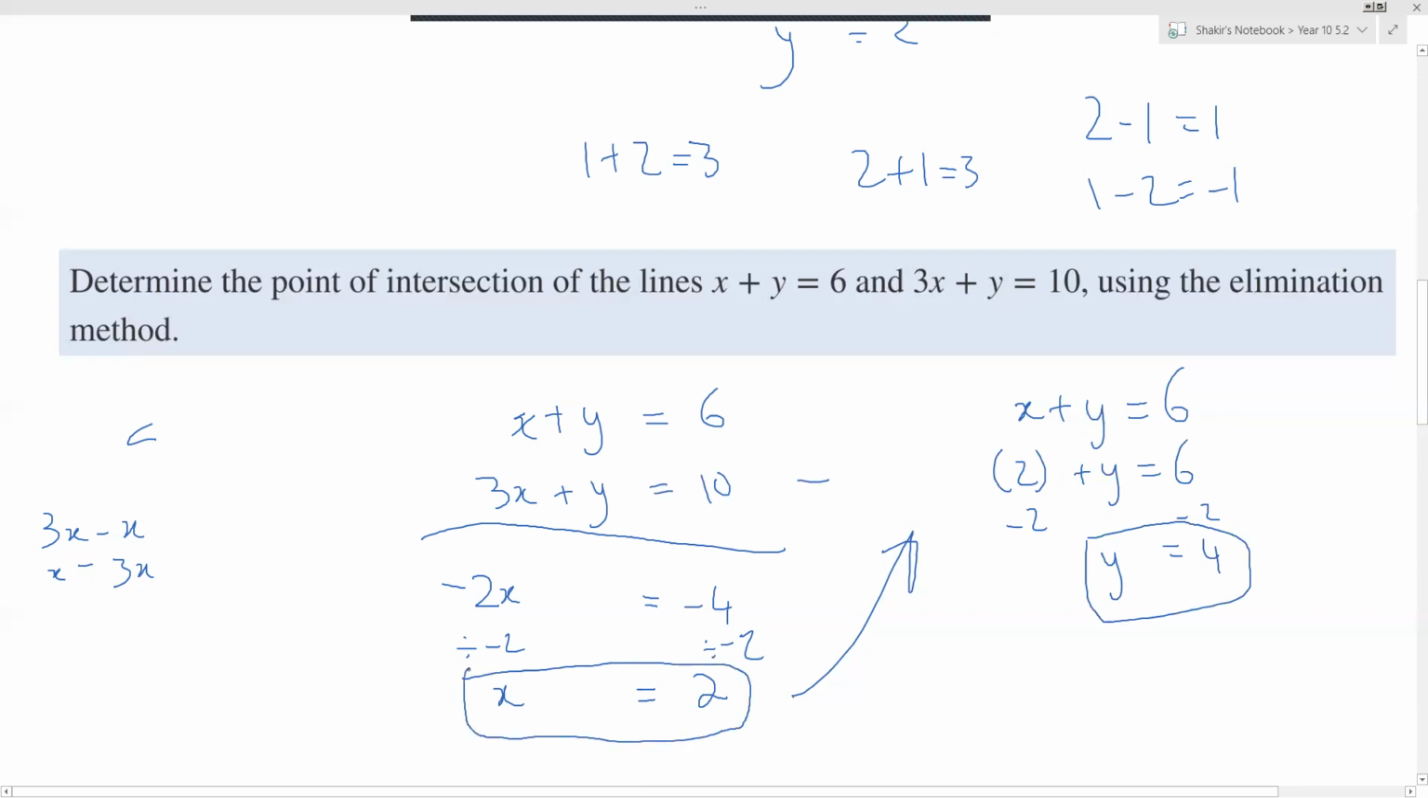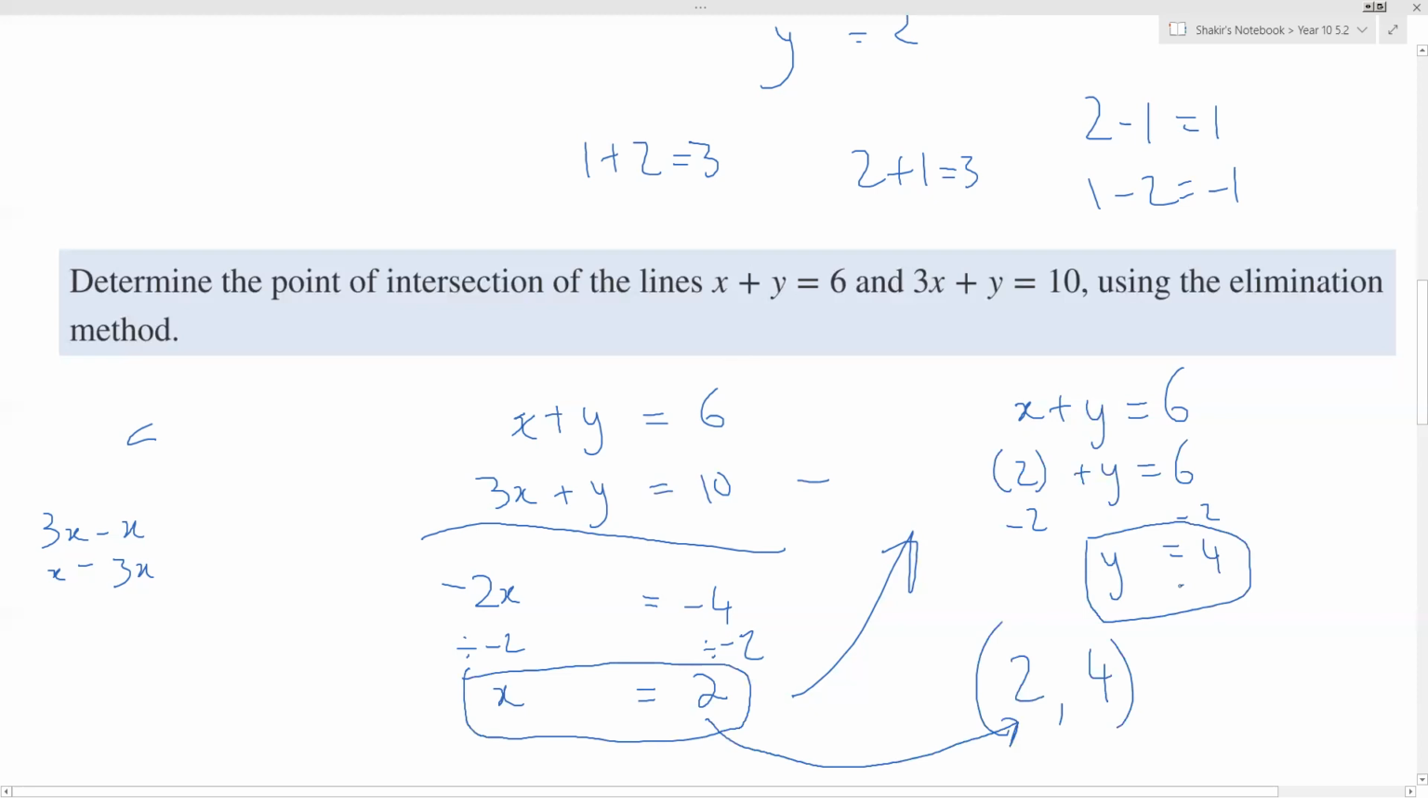Now, I do want to answer the question in such a way that, it says determine the point of intersection. And so I have to write down that the point of intersection is (2, 4). The 2 comes from the x value, and the 4 comes from the y coordinate, right? That's how you find the point of intersection.